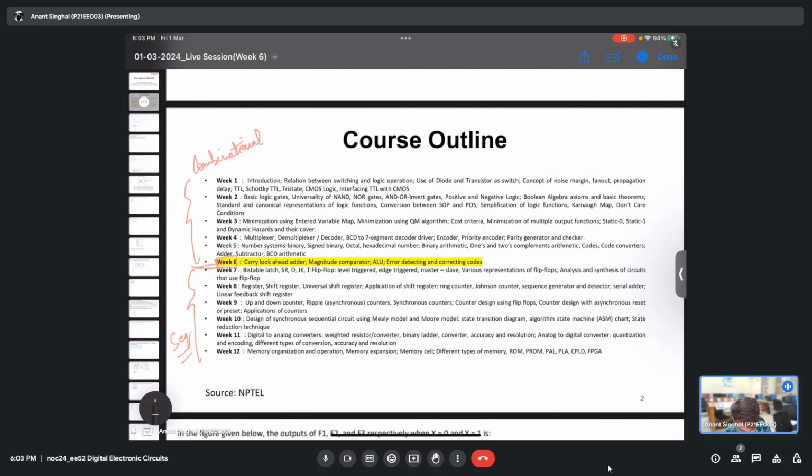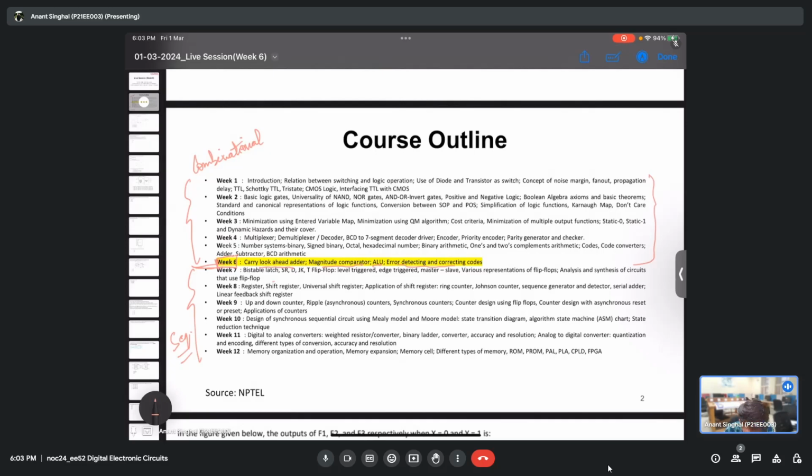With a few of the left topics: carry look ahead adder, magnitude comparator, ALU, that is arithmetic logic unit, and error detecting and correcting codes. These are the topics that we'll be covering in this particular week, and by this we'll be concluding the combinational part of the course. After that, we'll be starting the sequential part.